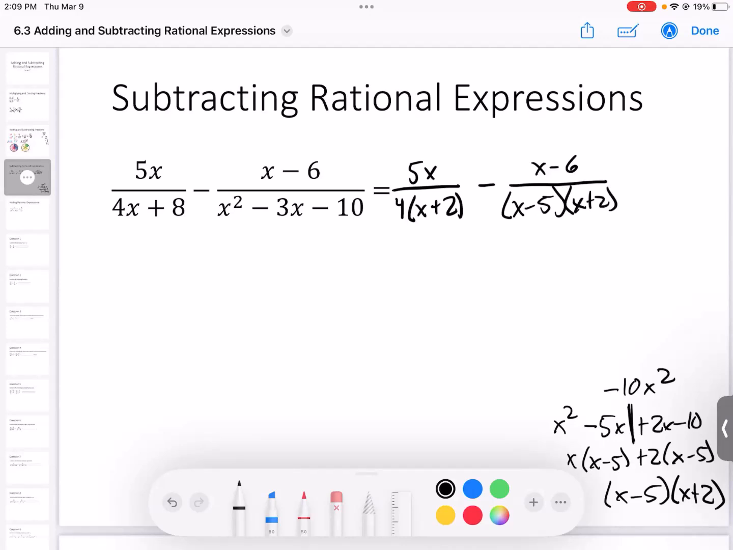Everybody good with that? Okay, now I can't add or subtract these fractions together until I have common denominators.